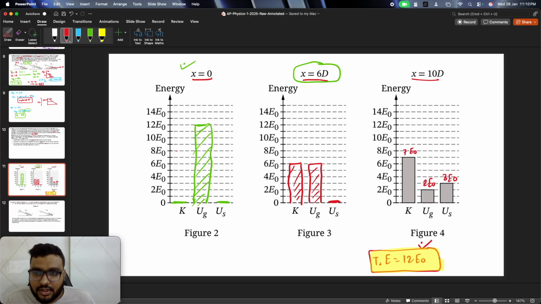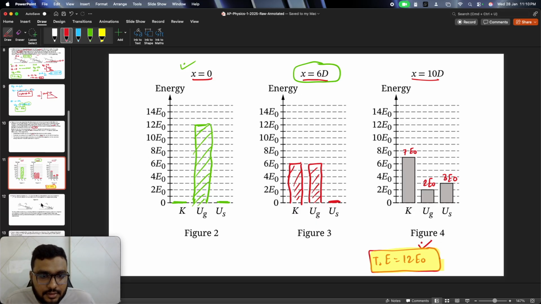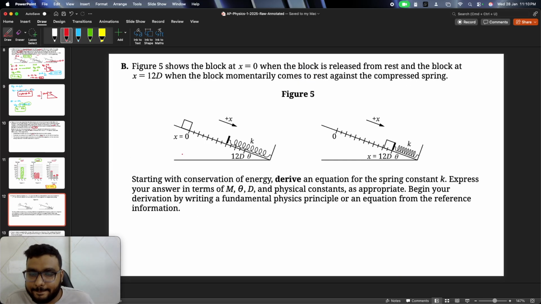Okay, so this question had a lot of analysis. Let's go to the next question. Figure 5 shows the block at x equals 0 when the block is released from rest, and the block at x equals 12d when the block momentarily comes to rest again against the compressed spring. Now, starting with the conservation of energy, derive an equation for the spring constant K. Express your answer in terms of m, theta and d and all the physical constants as appropriate.